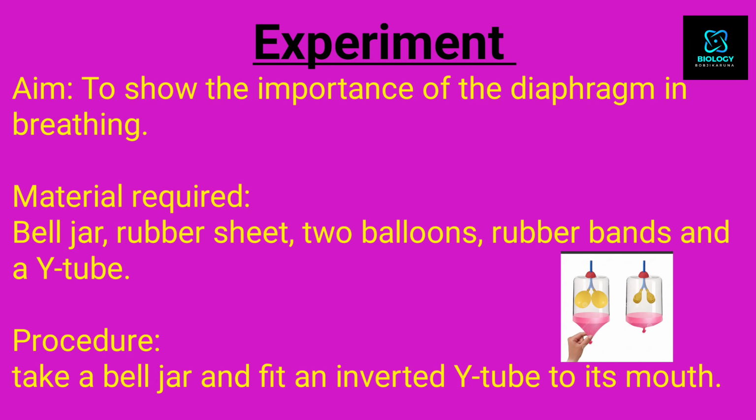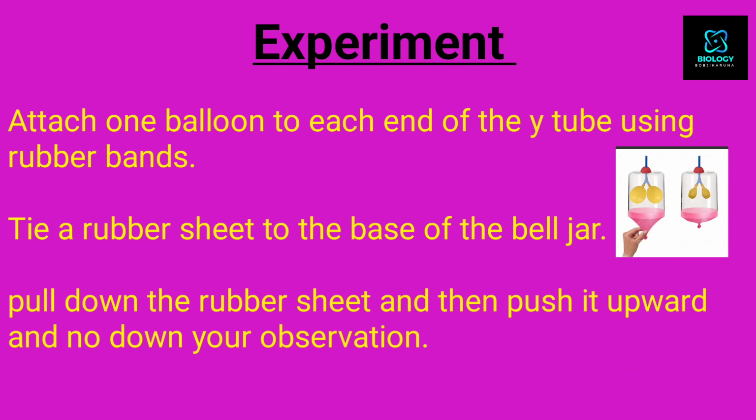Experiment. Aim: to show the importance of the diaphragm in breathing. Material required: bell jar, rubber sheet, 2 balloons, rubber bands and a Y-tube. Procedure: take a bell jar and fit an inverted Y-tube to its mouth. Attach one balloon to each end of the Y-tube using rubber bands. Tie a rubber sheet to the base of the bell jar. Pull down the rubber sheet and then push it upward and note down your observation.